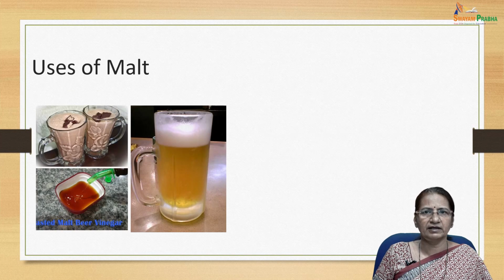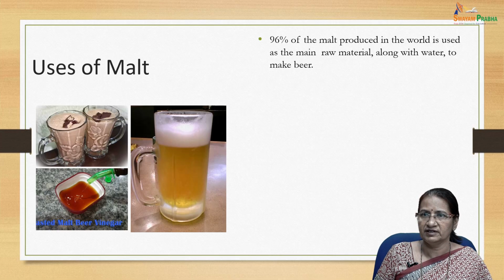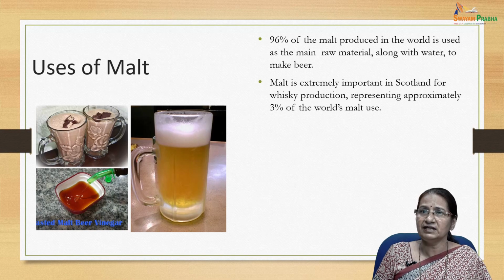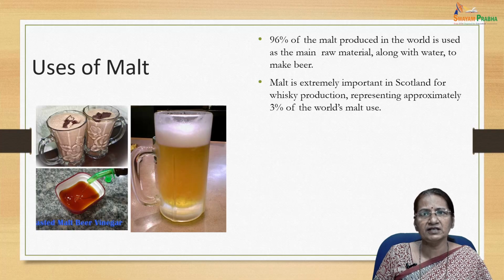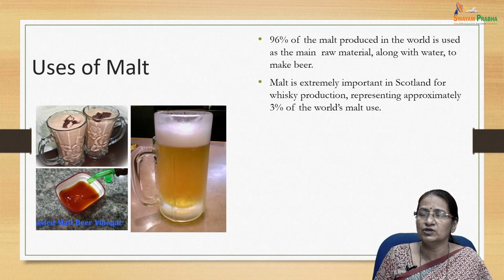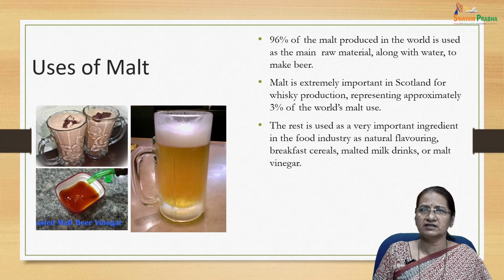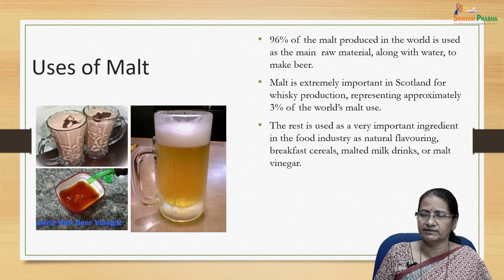Now, uses of malt. 96% of the malt produced in the world is used as the main raw material along with water to make beer. Malt is extremely important in Scotland for whisky production, representing approximately 3% of the world's malt use. The rest is used as a very important ingredient in the food industry as natural flavoring, breakfast cereals, malted milk drinks or malt vinegar.